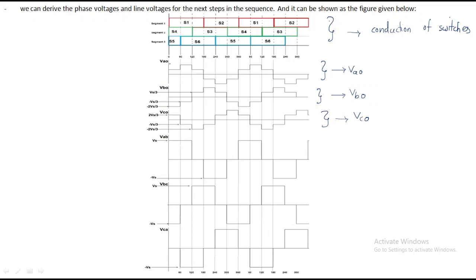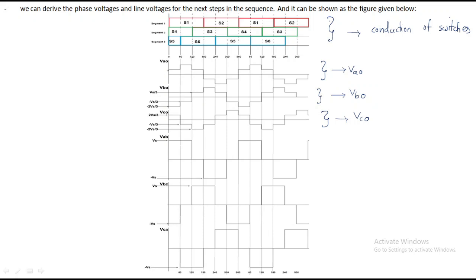For 60 to 120, VA0 value is 2 VS by 3. We get 2 steps. For 60 to 120, VB0 value is minus VS by 3. But what about VC0? VC0 is minus VS by 3. For 120 to 180 degrees, VA0 value is plus VS by 3, VB0 value is plus VS by 3, VC0 value is minus 2 VS by 3.